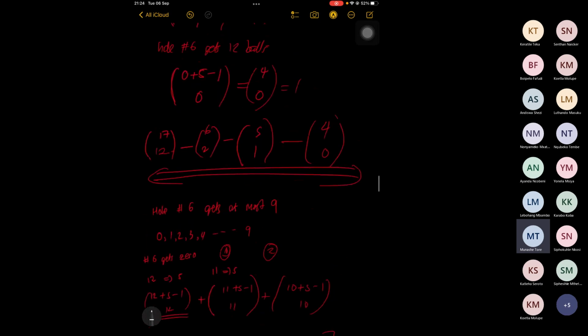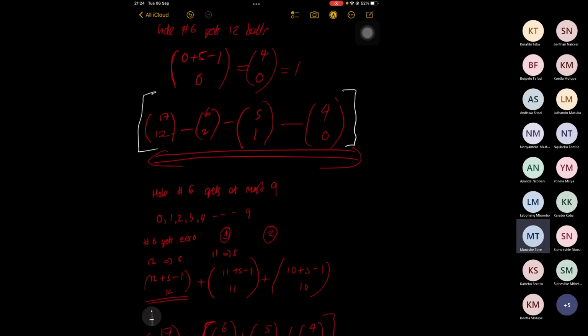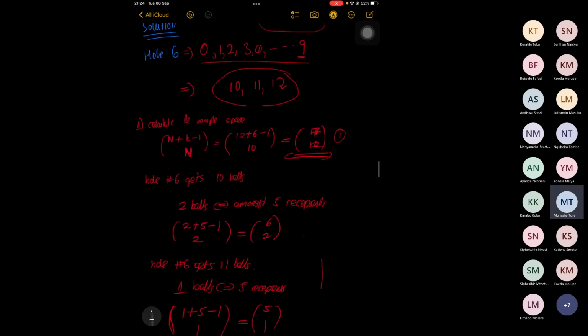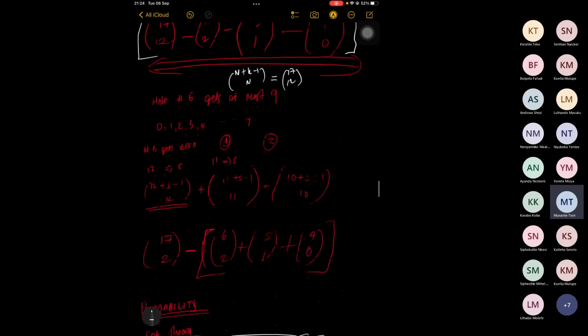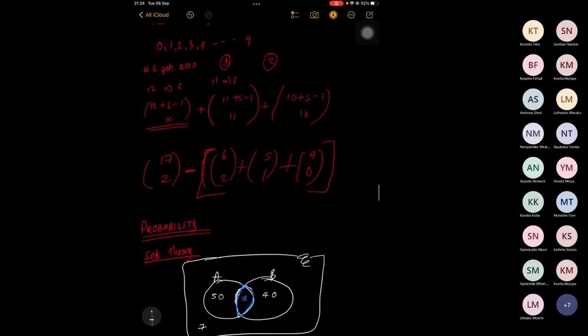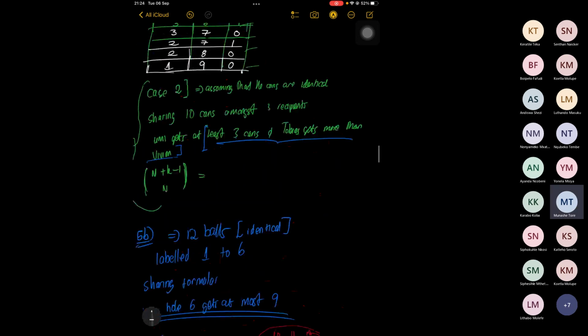You do this here. The moment you get here, you get your answer. Whatever answer you get here, you then divide by the sample space. The sample space, as we said, is always n plus k minus 1, choose n. So in this case, your sample space is 17 choose 12, which is the one that you calculated here. So you do your computation as usual, then you divide by n plus k minus 1, choose n, which is your sample space. That's it for sharing of identical objects.